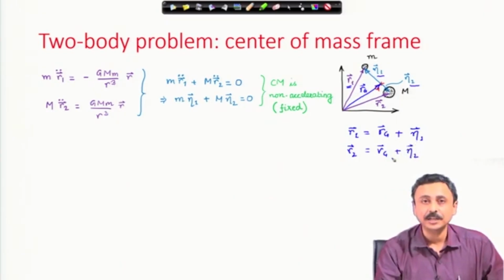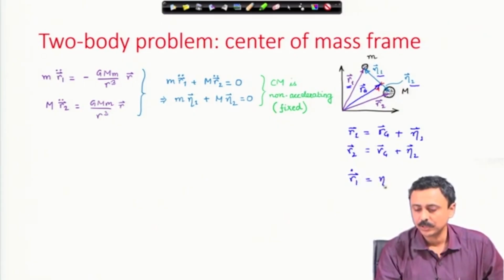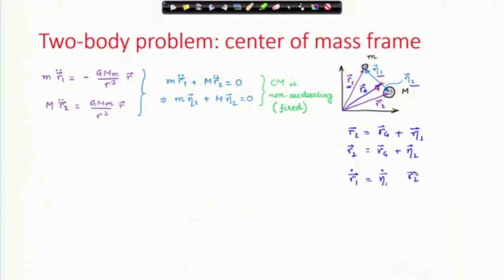If I take the time derivative, this implies R1 dot is equal to eta 1 dot and R2 dot is equal to eta 2 dot. Why? Because we have shifted ourselves to a frame in which the center of mass is fixed. Therefore, R G is a constant vector, and hence R1 dot is eta 1 dot, R2 dot is eta 2 dot, and therefore the double dots are also the same. So R1 double dot is eta 1 double dot, R2 double dot is eta 2 double dot, and that is what I have used in this step.